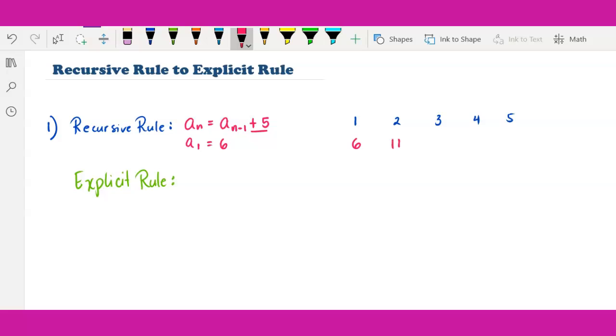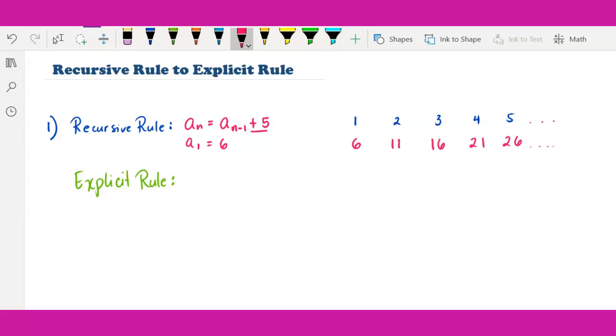This is going to be 11, and then after 11, you're going to have to add 5. 11 plus 5 is 16. After 16, you add 5, it's going to be 21. After 21, you add 5, it's going to be 26. As you go forward, you continue adding 5. All right? So that's how you use the recursive rule.